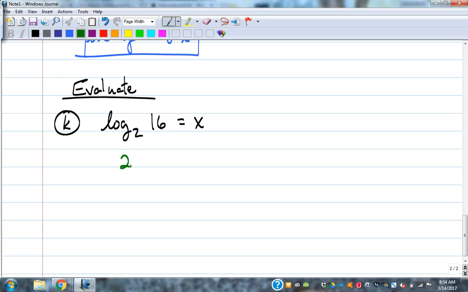Yeah, that's exactly right. 2 to the x. X equals 4. So that means log base 2 of 16 is 4. So it's using the same skills that we did the last 2 days.